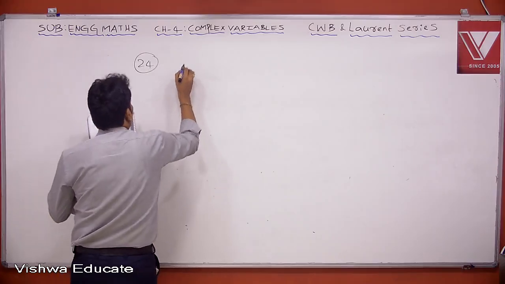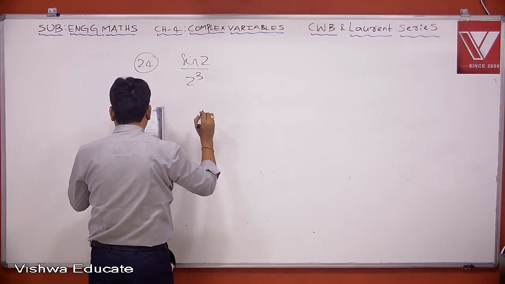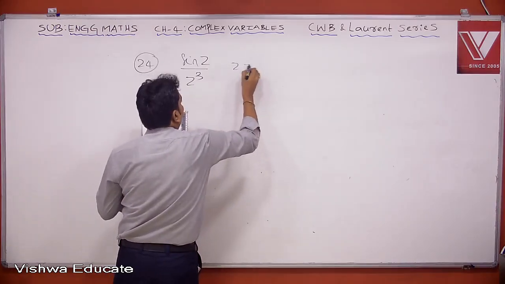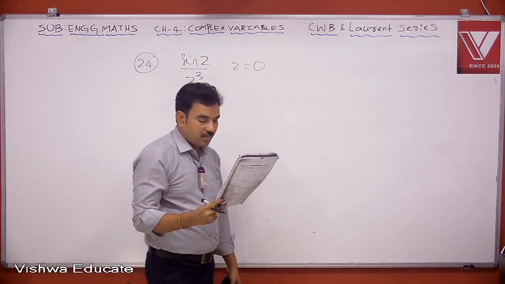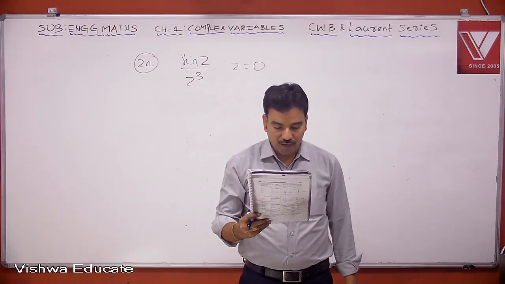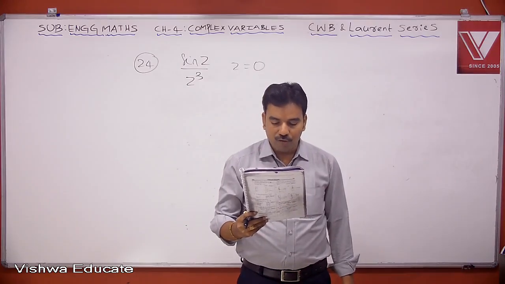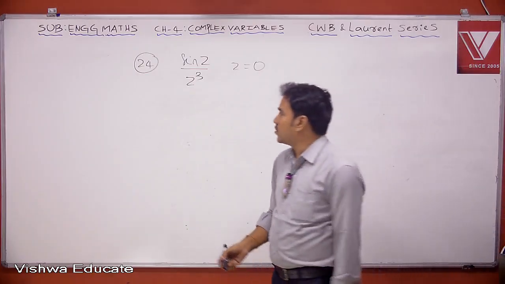For the function sin z by z cube of a complex variable z, the point z equal to 0 is, function is sin z by z cube, singular point is 0. So options are pole of order 3, pole of order 2, pole of order 1, not a singular point. So let us go through series expansion of this.